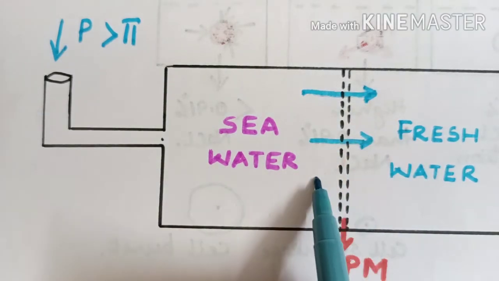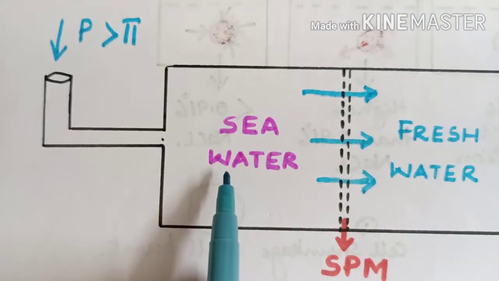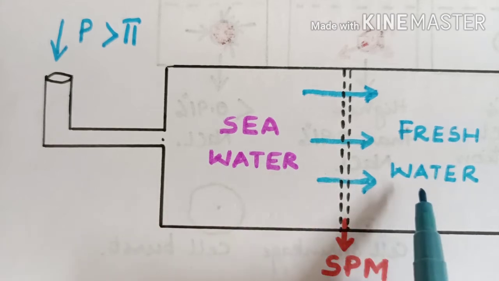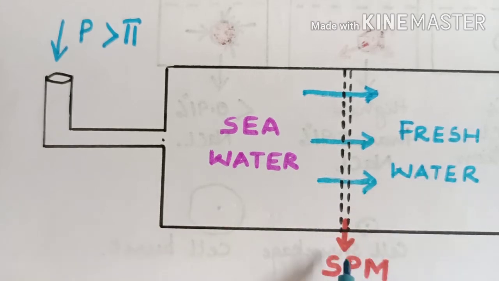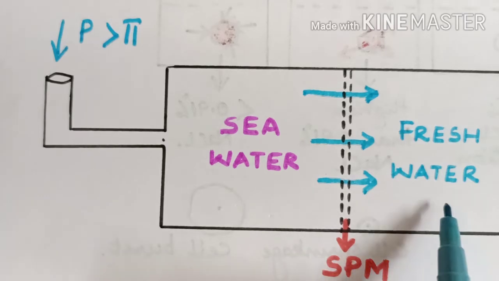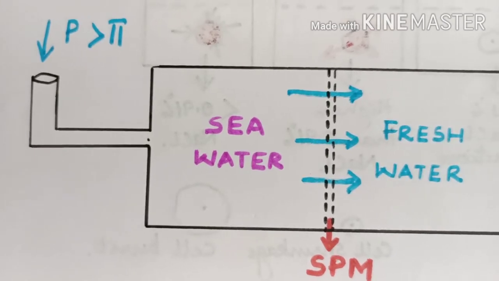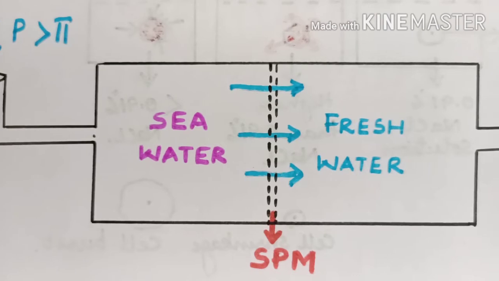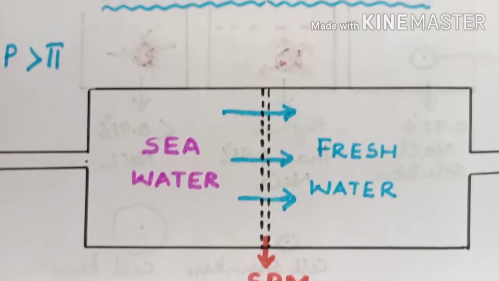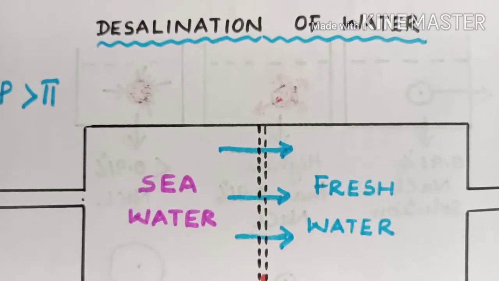That means water from seawater is forced to move across the semi-permeable membrane into fresh water, leading to desalination of water. So this is how the Gulf countries prepare drinking water from seawater. The process is known as desalination of water.